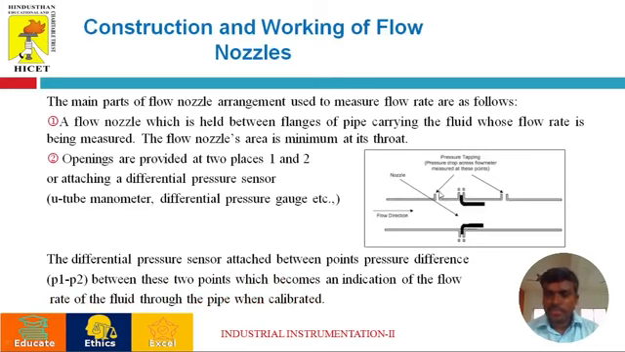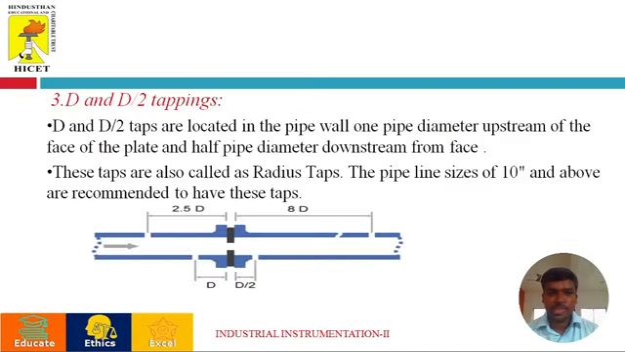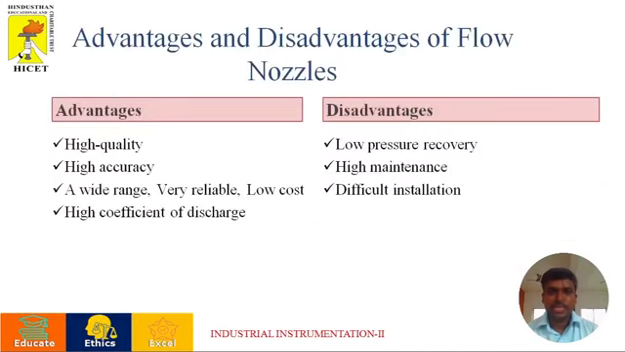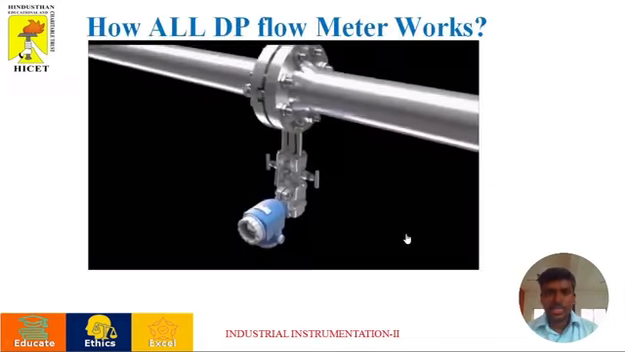And these two are the tappings of the flow nozzle, which are mainly used to measure the differential pressure. The pressure difference between the inflow and outflow of the flow nozzle is used to determine the flow rate with the help of Bernoulli's equation. And these are the nozzle tappings: corner tap, flange tap, as well as D and D by 2 tappings. And the advantages: the flow nozzle is very accurate, high quality, and has a high coefficient of discharge compared to other devices. And it is mainly used for high pressure as well as high steam applications.